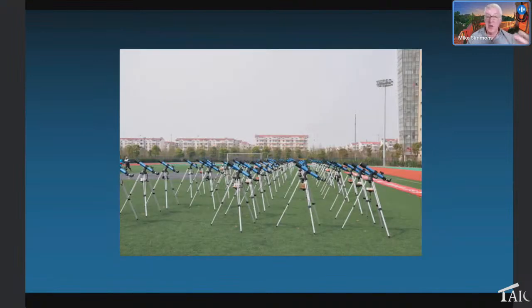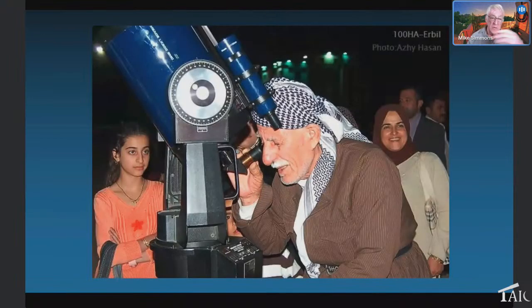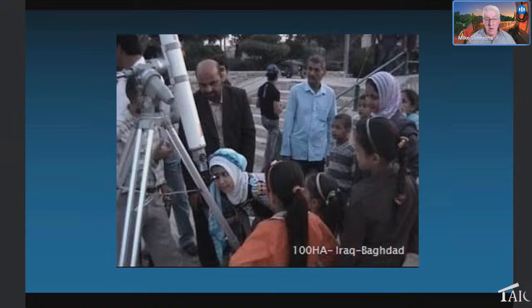And it's been a while. I've forgotten some of these. This was in Pakistan, and of course, China had 100 hours, 100 telescopes for 100 hours because they got lots of telescopes there. That's where we get them from. This is the biggest one. It was in the UK someplace. This is in Iraq, northern Iraq, in Kurdistan. This is actually a telescope that I took there when I went to visit the people there doing stuff, traditional Kurdish clothing there. Down in Baghdad, they were out there too.